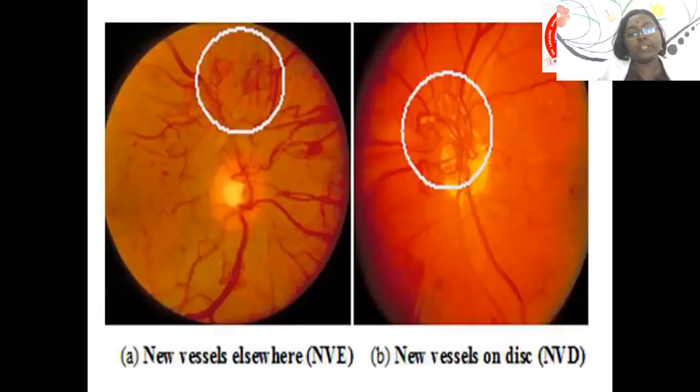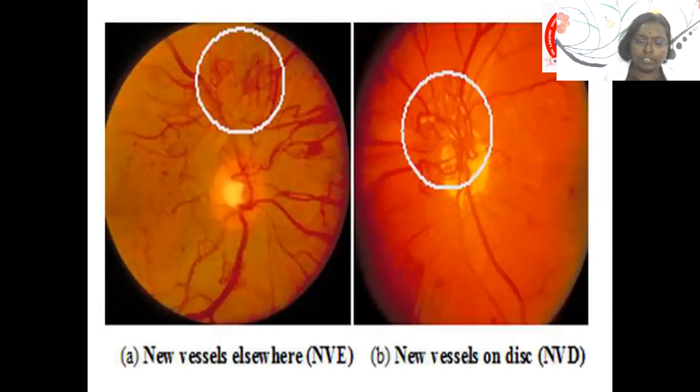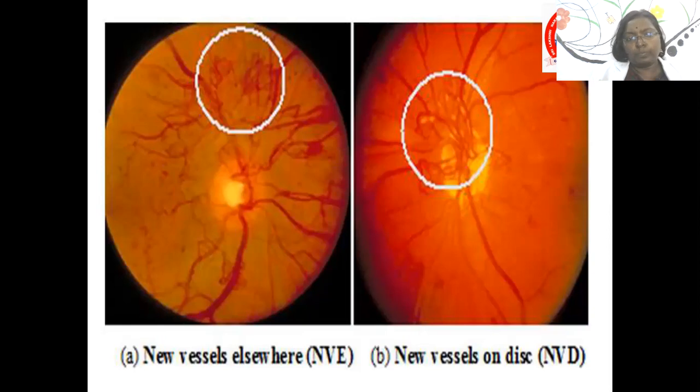So here you can see new vessels at the disc on the right side, where capillary loops are seen around the disc and inside the disc. On your left-hand side, you can see the same capillary loops or new vessels in the posterior pole.